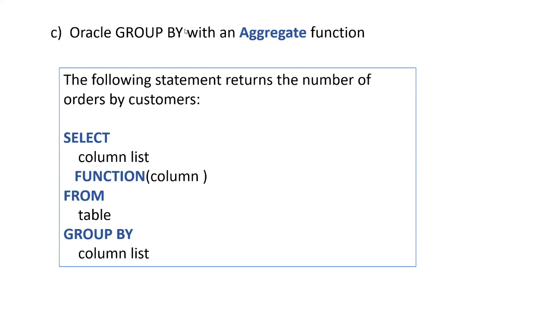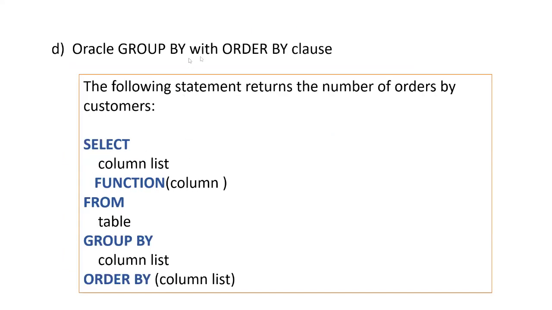Then, GROUP BY with an aggregate function. If you add an aggregate function with the GROUP BY, this is the syntax. SELECT, you have the column list here, then you can add the aggregate function and identify which column you will apply the function to. Then we have FROM table, GROUP BY, then the column list. We can also include the ORDER BY clause to arrange the data in the result set. Take note that ORDER BY is always typed last, after the GROUP BY.